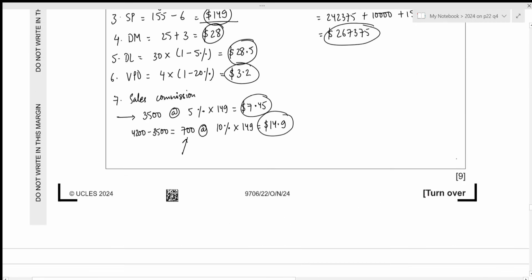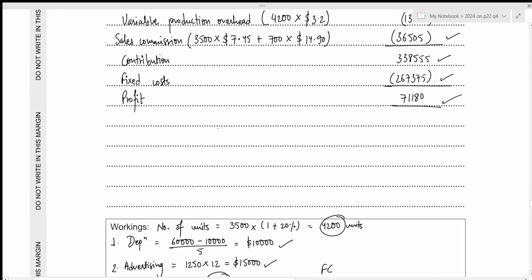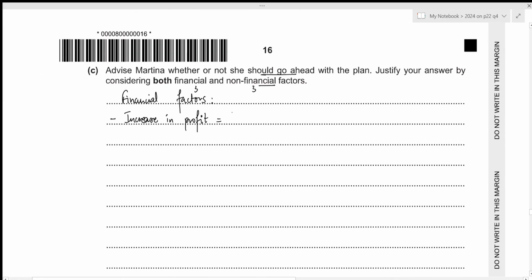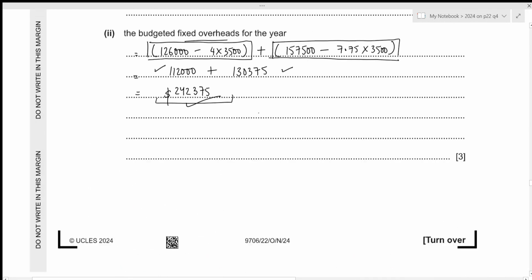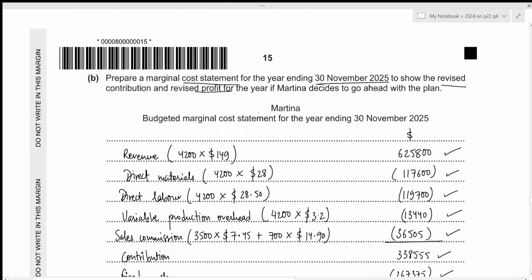We can calculate the increment in profit. Let's do that. So increase in profit will be the new profit, which is 71,180, minus the previous profit of 66,500, divided by the old profit, 66,500 times 100. So that is 7.04%. So that is the increase in profit we have.